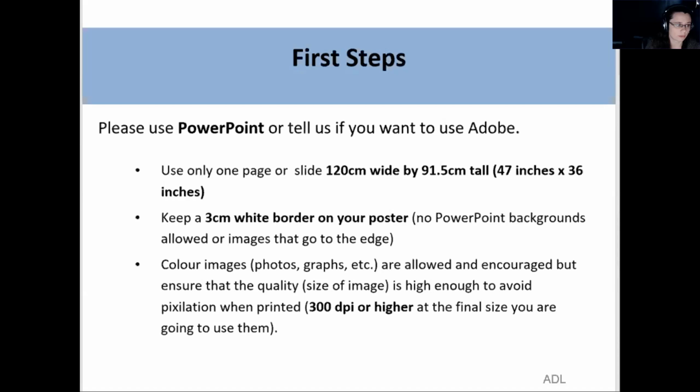You need to have a 3 centimeter or 1.2 inch white border on your poster. You don't want any PowerPoint backgrounds or images going to the edge. The printer will reject those, and then there will be a delay. Printers will only accept posters that have a 3 centimeter white border. ULinks and TCRC staff will check at one point that you have that, but if you get it right the first draft, then it's a lot less back and forth. And again, we talked about having your images 300 DPI or higher.